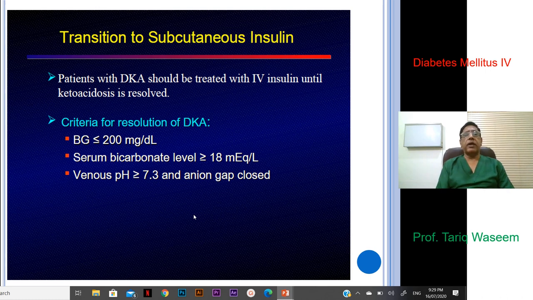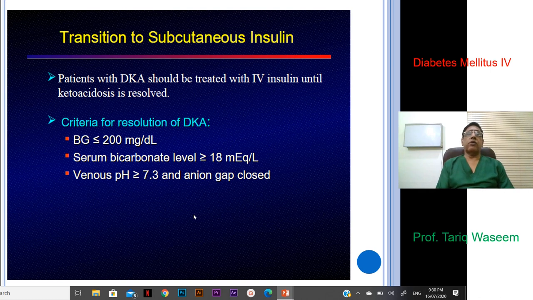A patient of diabetic ketoacidosis should be treated with continuous intravenous infusion of insulin, not by subcutaneous insulin. The reason being that these patients are usually dehydrated. They have a severe peripheral vasoconstriction. When you give insulin in the subcutaneous form, the insulin may not be appropriately absorbed to begin with, because there is a vasoconstriction and there is lesser blood supply to the skin and soft tissues and all that.